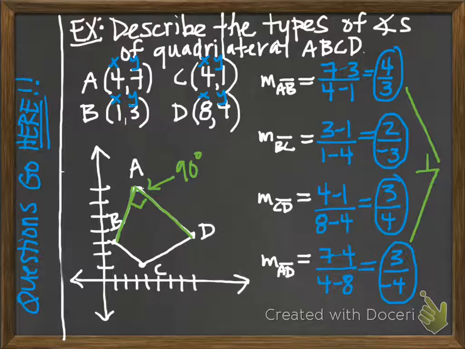Other than that, I can't make any other conclusions about the angles in the quadrilateral, but I do know that that is a right angle. And I know mine doesn't look like a right angle, it's not drawn to scale, but we want to go by the calculations, and that's what they prove.